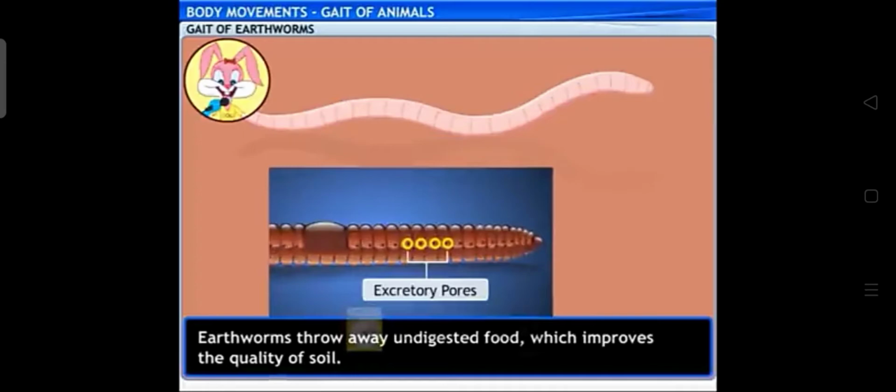So earthworm is known as farmer's friend. It is said to be the farmer's friend because it will always crawl or move in the soil, as well as give out the undigested food which increases the fertility of soil. So, earthworm is known as farmer's friend.